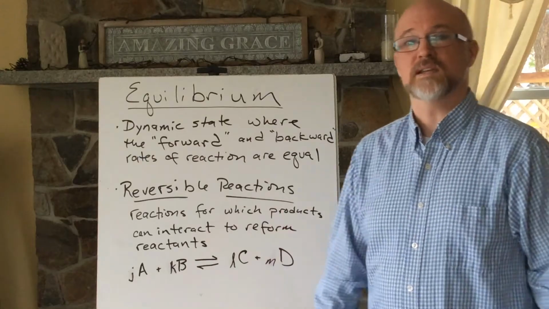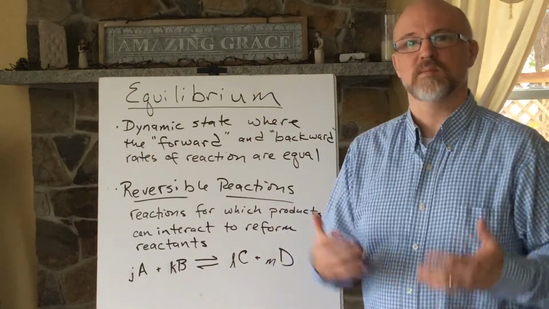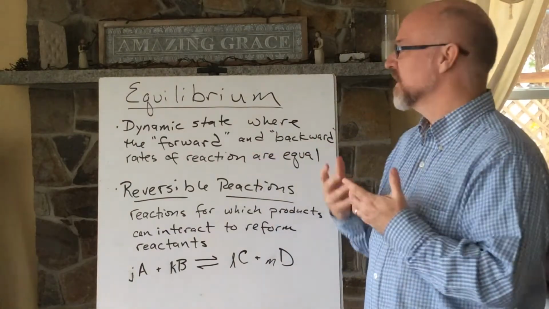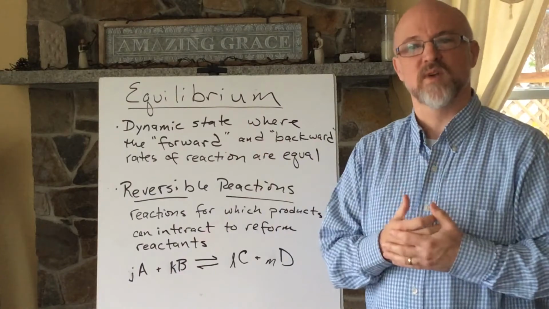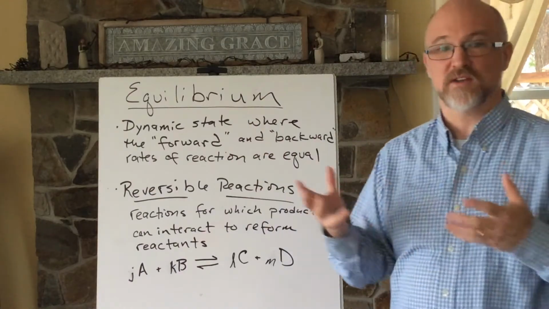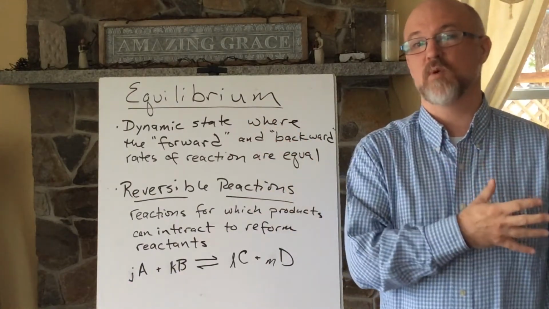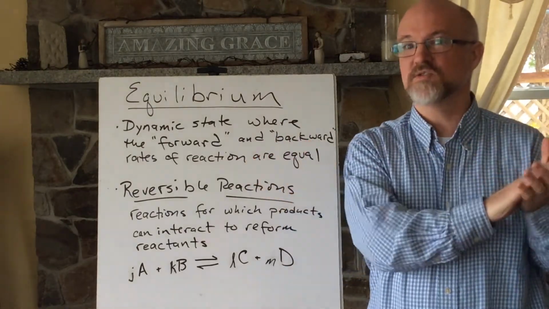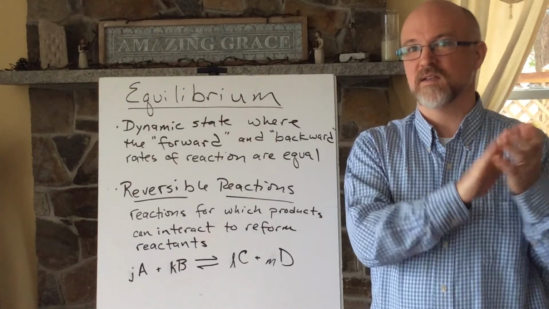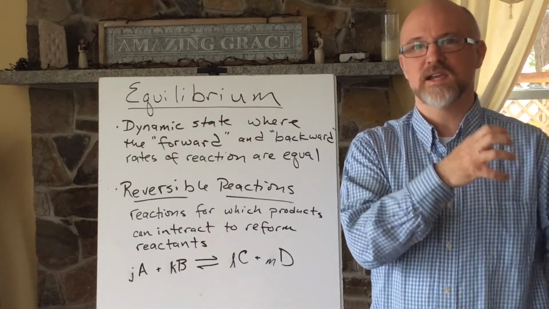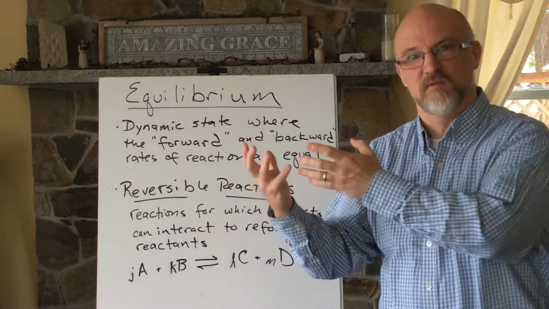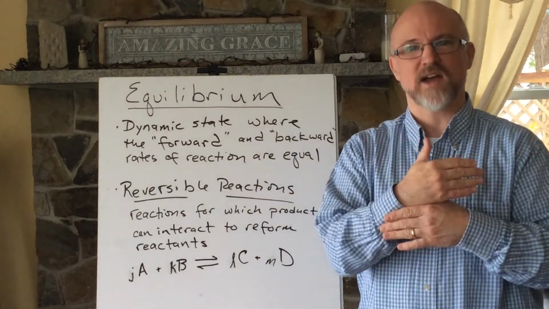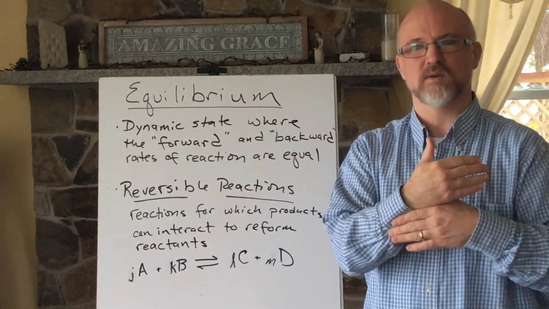So we're going to talk about equilibrium, okay? Equilibrium is a dynamic situation, a dynamic state where we have a reversible reaction, okay? Reversible reactions are reactions that can proceed both in the forward direction, meaning we start with reactants, and some of it turns into product. But the product that gets made can interact again and reform or reproduce the reactants. So we actually have two reactions. They're reversible. We can go forward, we can go backwards.